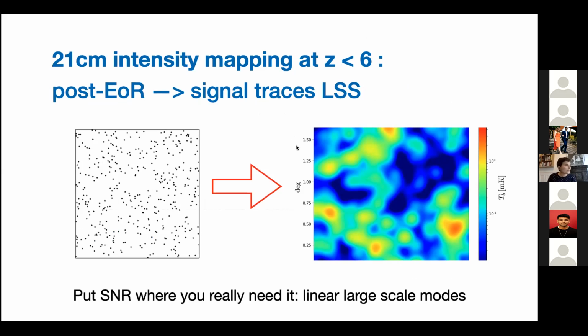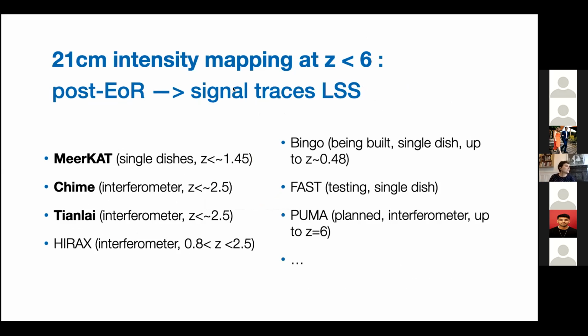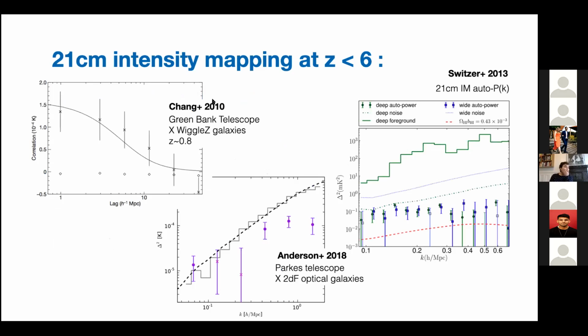do cosmology with it. And indeed, it's a technique where there are instruments worldwide that are either already carrying out such a survey or planning to do so in the future. So it's something that there is some enthusiasm about. And indeed, already 10 years ago now, we got the first detection of this signal at redshift 0.8 with the GBT in cross correlation with galaxies, and more recently also from the Parkes telescope we got a detection, still with galaxies.